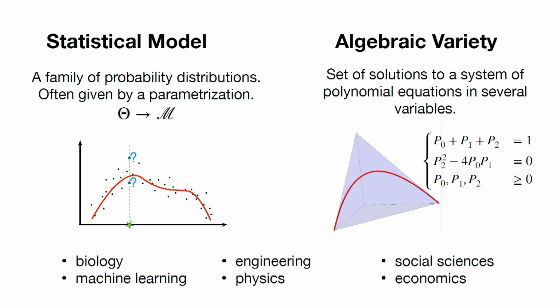But what maybe is not known to you, or maybe known but you were not aware of too much, is that many times these statistical models can be described by solutions to systems of algebraic equations. So an algebraic variety is a set of solutions to a system of polynomial equations. Okay? And in pure algebraic geometry, we usually look at these solutions over the complex numbers.